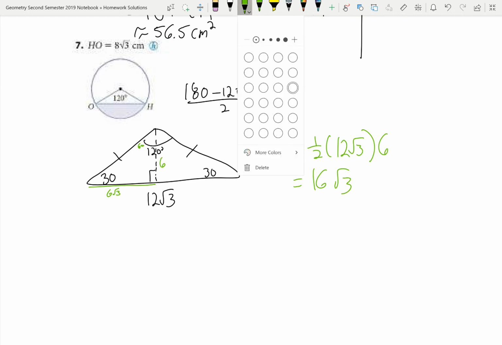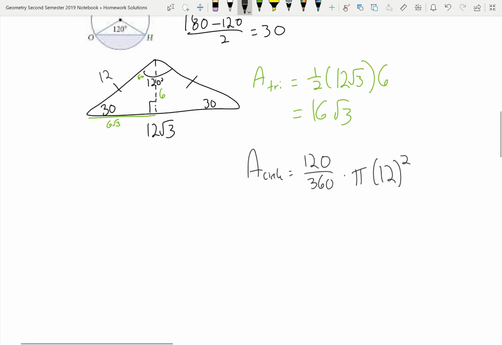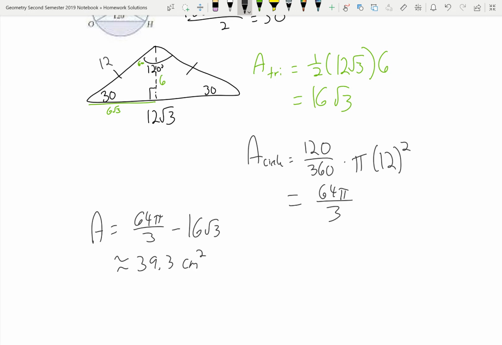And then if I look at the next thing here, when I'm trying to find the area of the circle, that is equal to the central angle divided by 360 times pi r squared. What's the radius? Oh, well, that's simple. That's just going to be 12. That's 12 squared. And so that will end up being 64 pi over 3. And so the final area will be the area of the sector minus the area of the triangle. That's approximately 39.3 square centimeters.